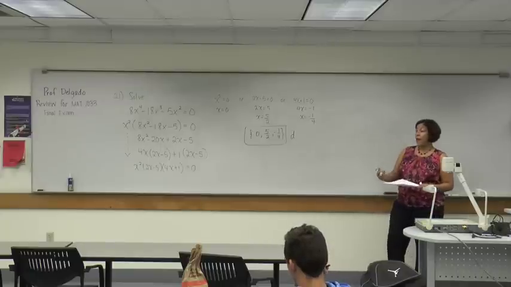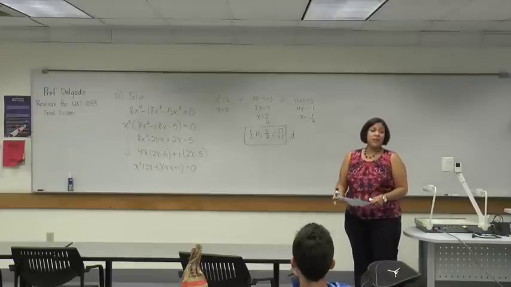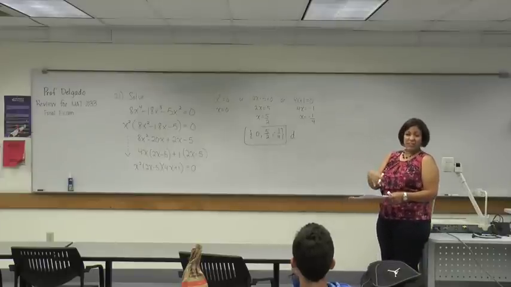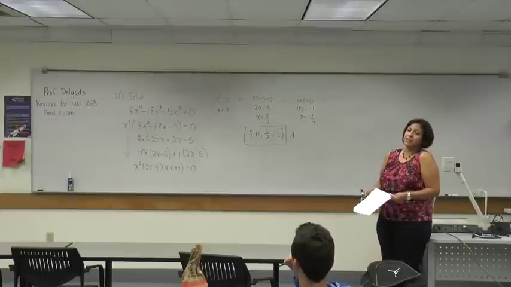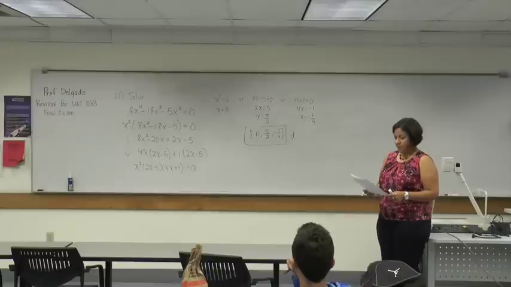Sometimes it's easier to work backwards from the answer choices by just substituting them in and see which ones work. But in cases where you have these fractions and negative fractions, it gets a little yucky. All right, what else on this page?